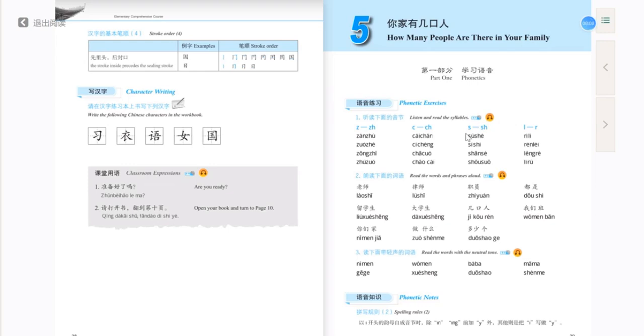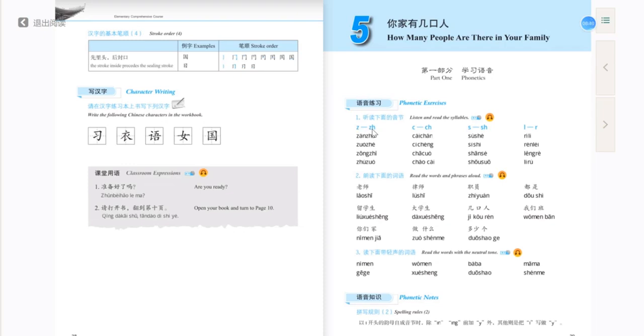Now listen to the recording and try to repeat. The first one is a comparison between these groups of initials. The first one is Z and Zh, the second one C and Ch, the third group S and Sh, and the last group L and R. And don't forget the difference between each group, okay?